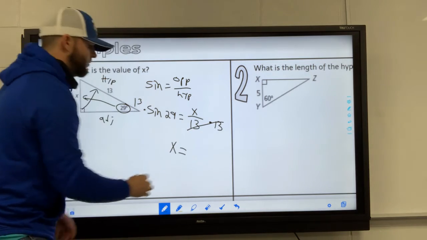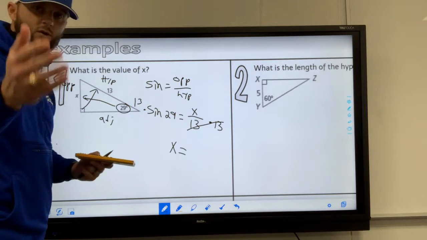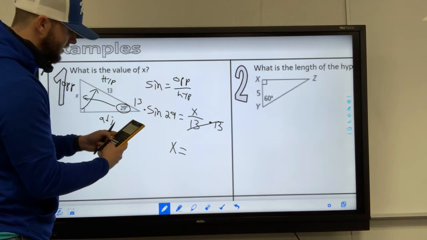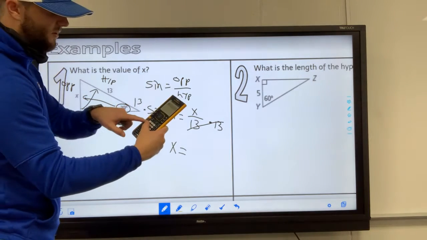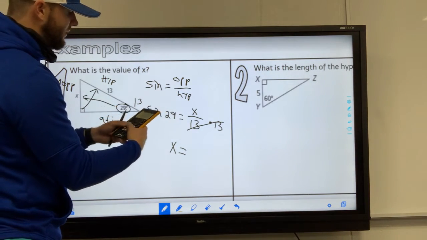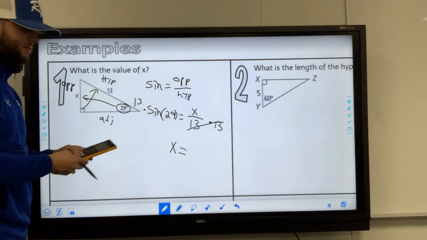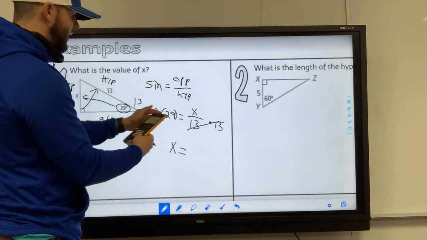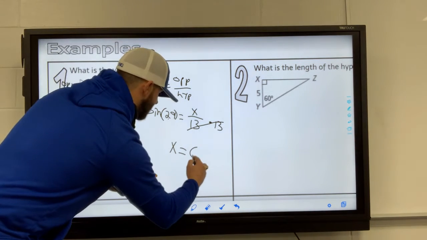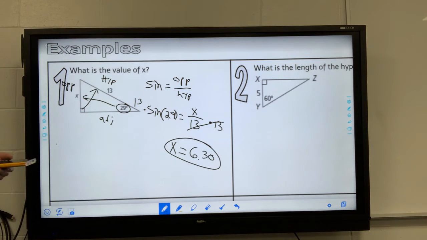So x is going to be equal to, and then literally inside your calculator or on your Desmos calculator, you're going to do 13 times, and then on these calculators, you're going to click the trig button right here by the control button. And then you're going to click sine. And then what's going to happen is you're going to get sine, and then there's going to be some parentheses. And inside those parentheses, you need to click 29, which is going to be your angle measurement. So when you click that enter button, you should get 6.30. Ladies and gentlemen, that is going to be your value of x.